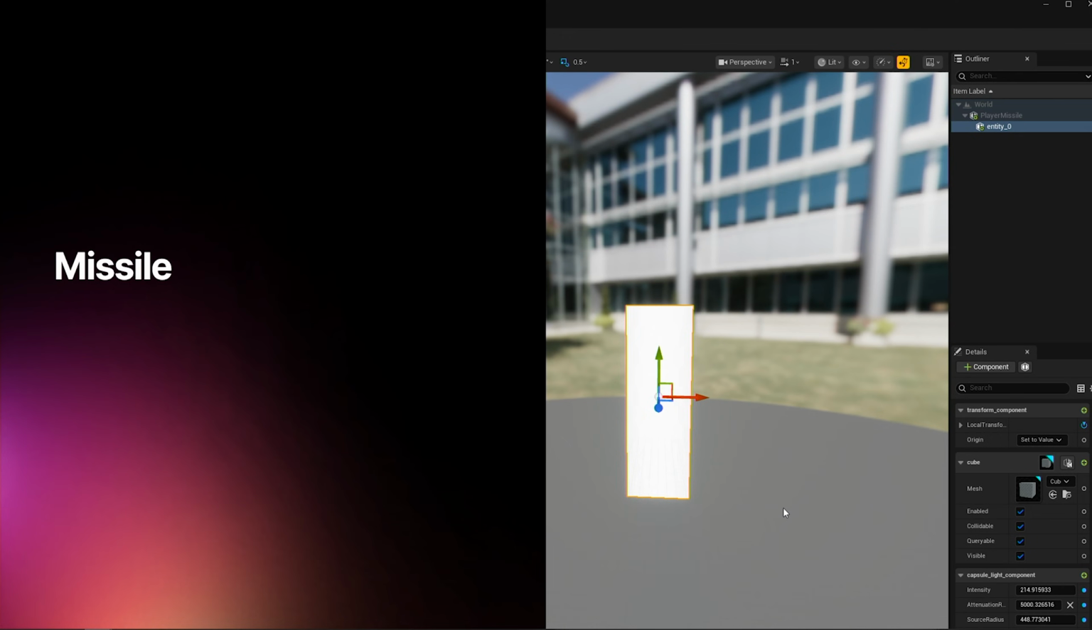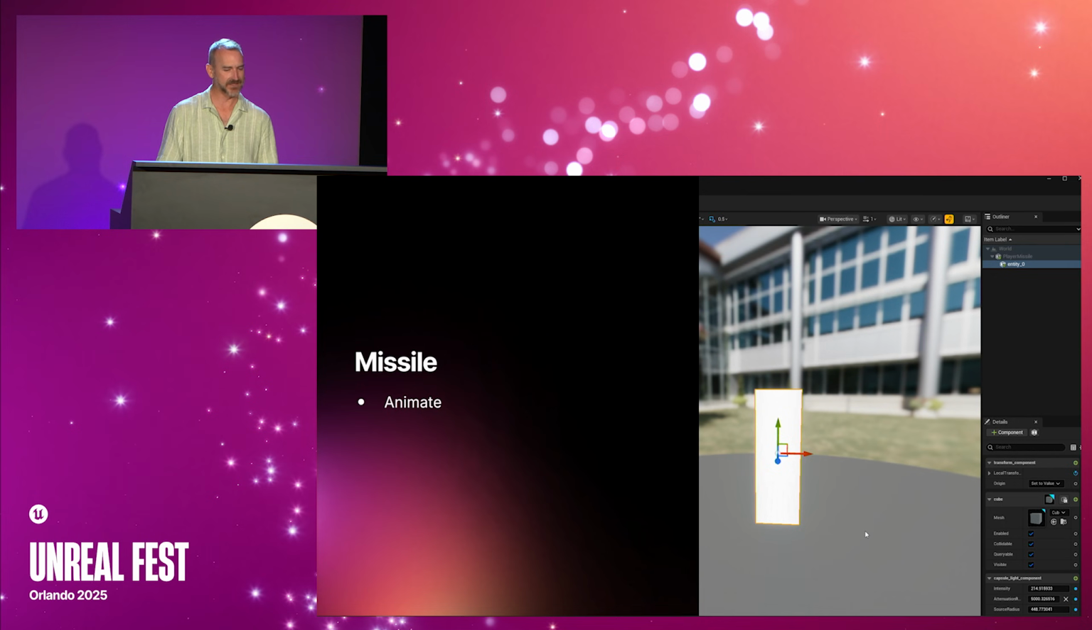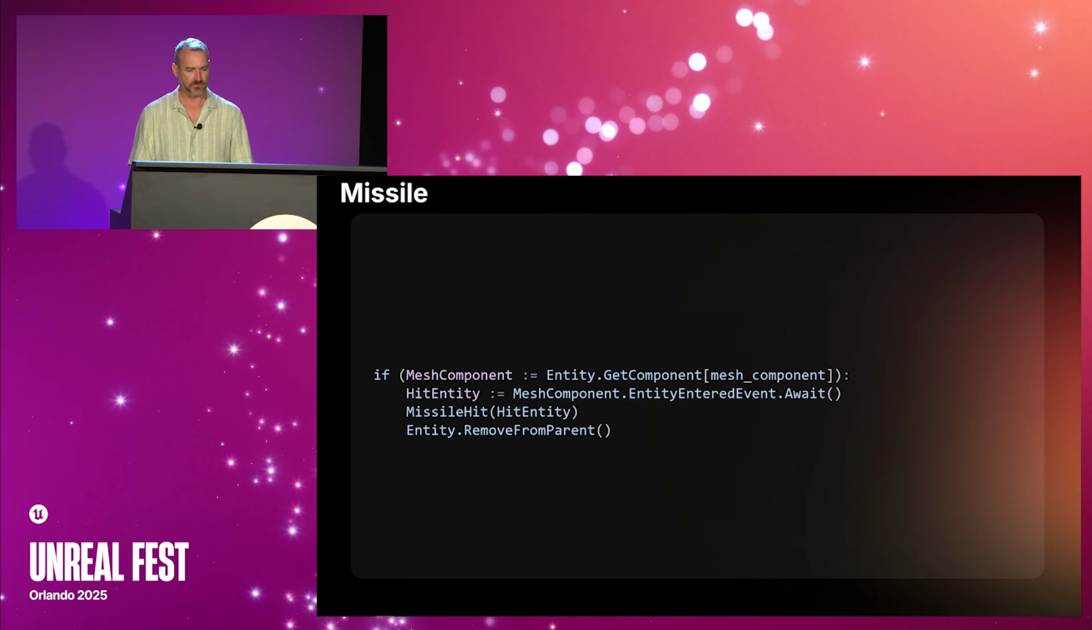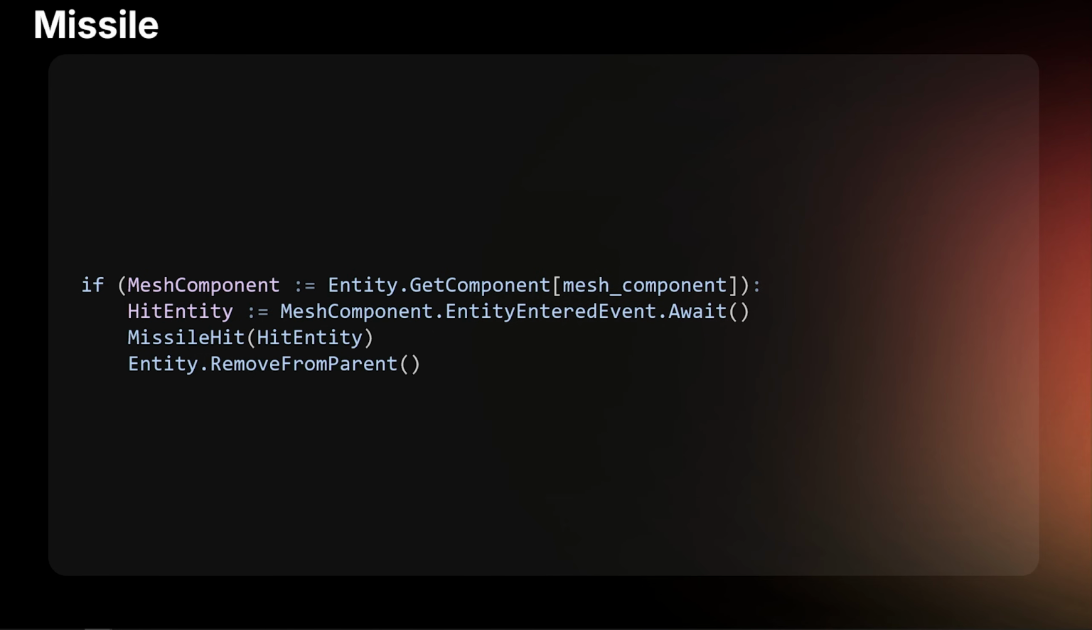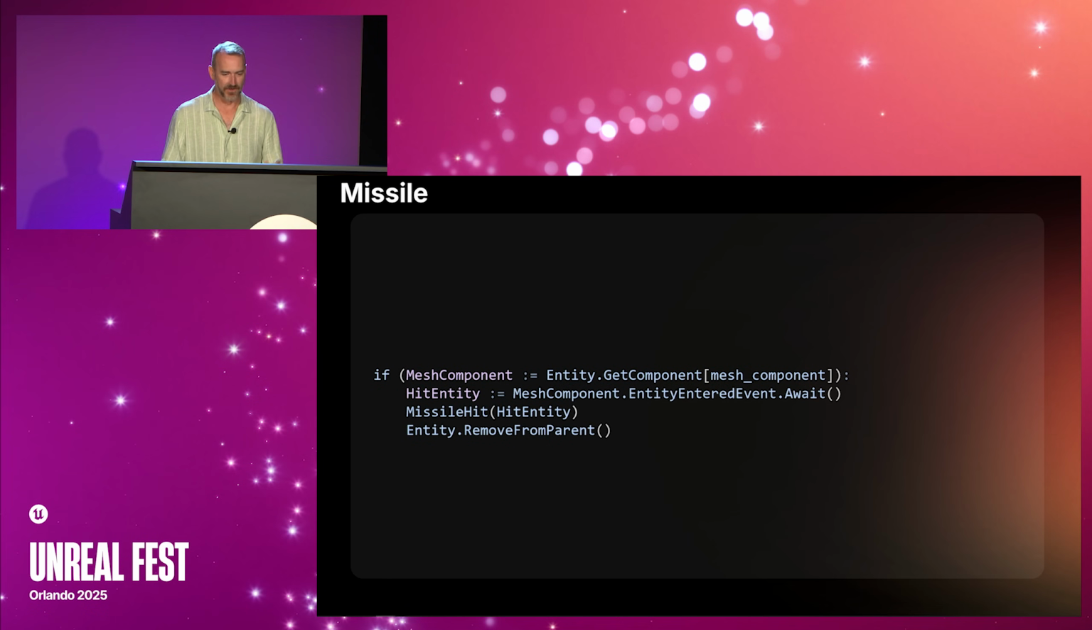So our player missile is really easy. It just animates going up, and it has collision detection. So we get our mesh component here, and we're waiting for the entity entered event. So here we're just waiting for that collision to happen. Like that code will just wait for that. And then once that collision happens, then we call the logic for the missile hit, and we remove the missile from the scene.